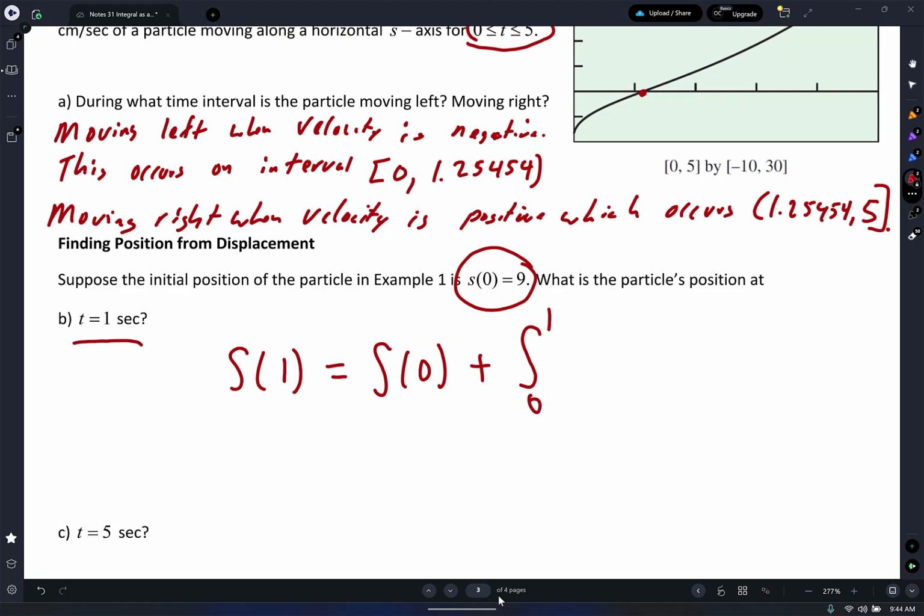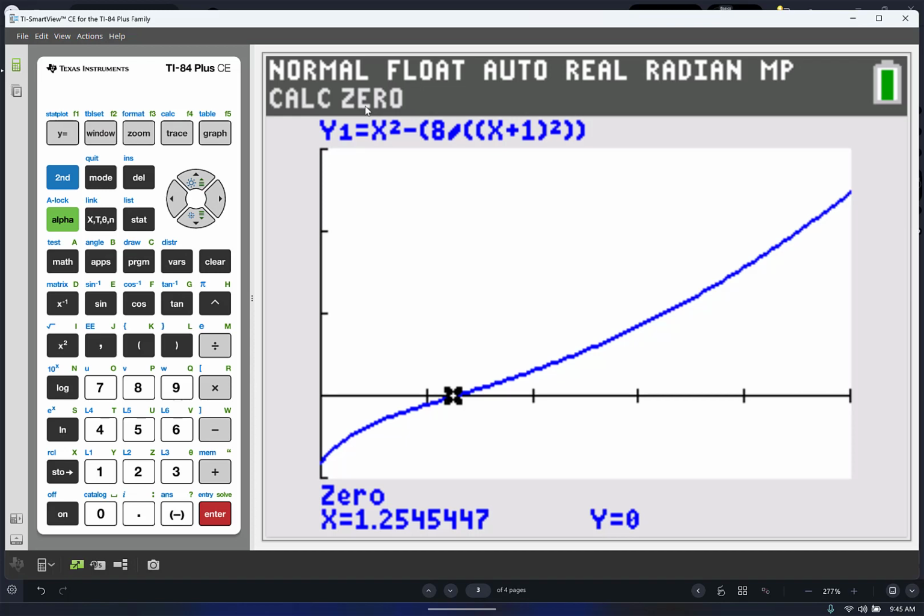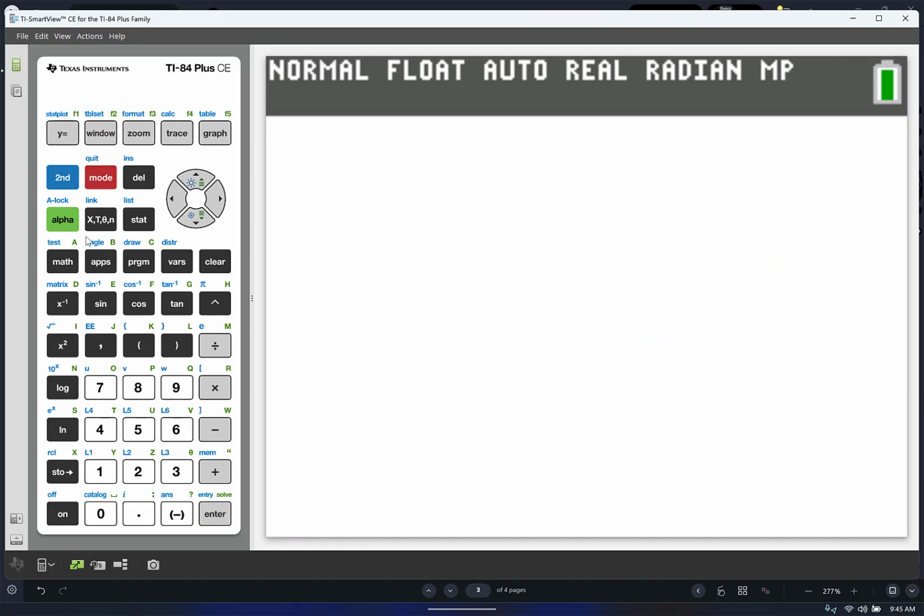Perfect. Perfecto. S of 0 was 9. I was going to just say, just get the answer immediately, but okay, check it out. You already have it on Y1, right? You do not need to work harder, guys. Work smarter. Go to your home screen, second quit. Everyone try this out, guys, because you got to get used to that calculator.